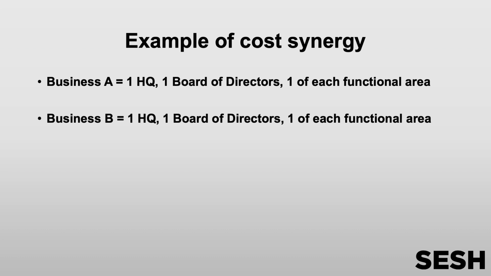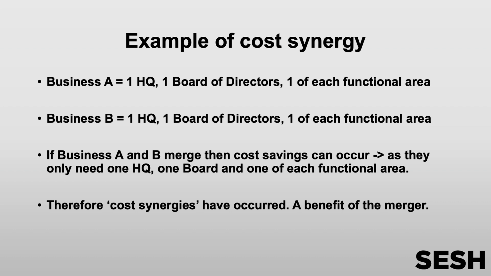Now, let's say that business A and business B decide to merge. If they merge, then they can get cost savings, because they don't need to have two HQs, they don't need to have two boards of directors, they need to have one of each of these things. So cost savings have therefore occurred, and so you have realised cost synergies. That's clearly the benefit of this merger.